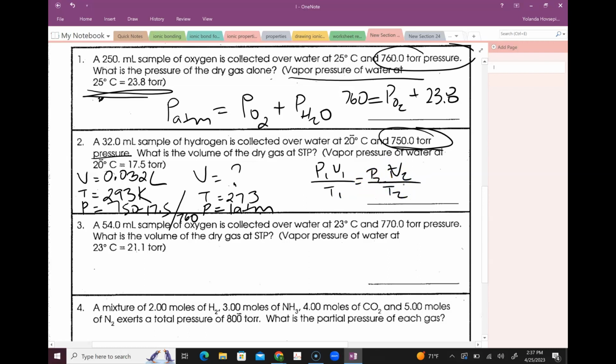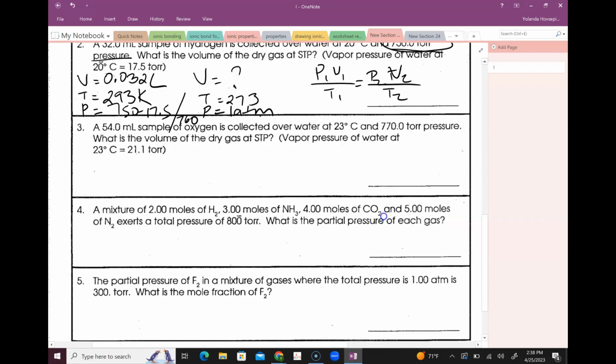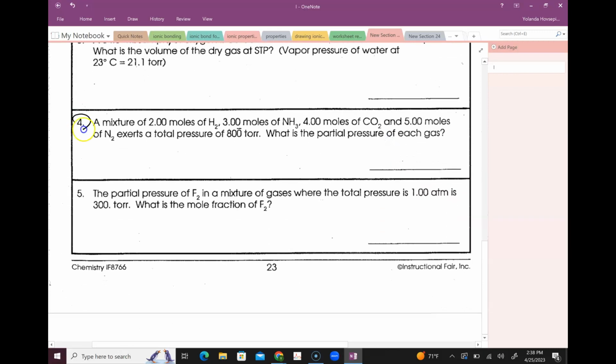And so this is the only extra step that we're doing with the partial pressures of water. Now, what if we're dealing with Dalton's partial pressure? So this is what we're talking about. Let's look at number 4.